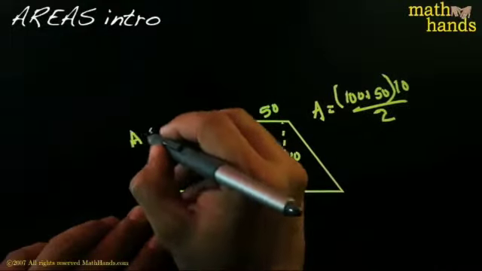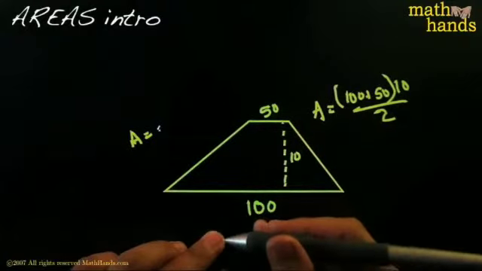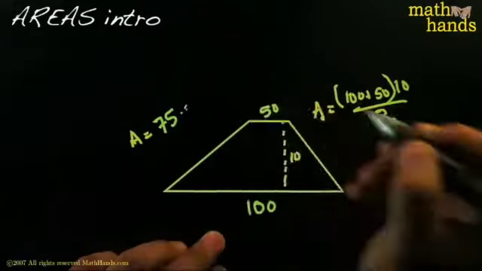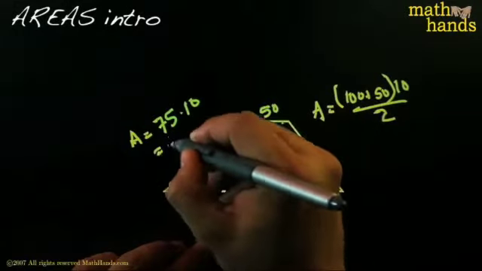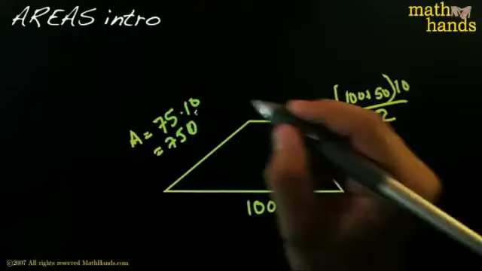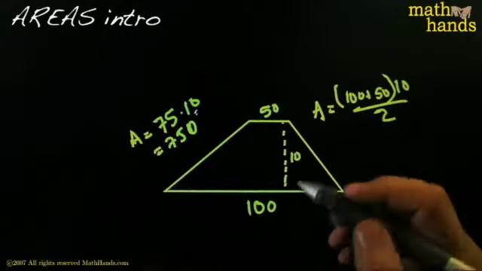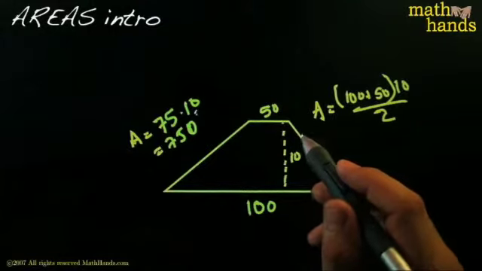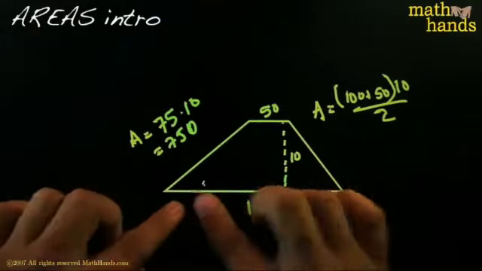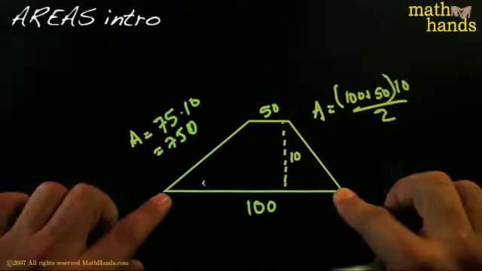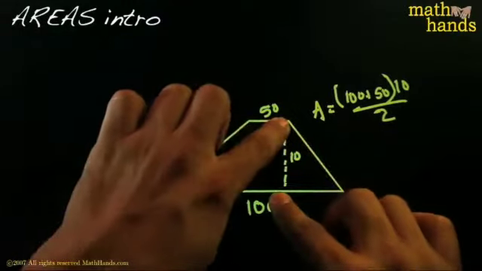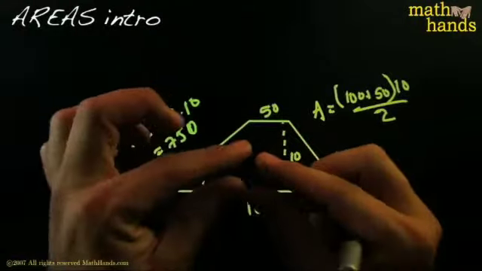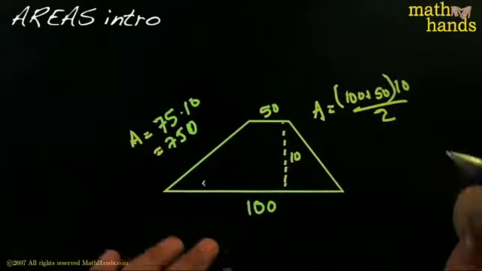Or the other way would be just take the average of the bases. If this is 50, this is 100, the average would be 75. 75 times 10, which would be 750. 750 square inches, square miles, whatever you've got going on here. That means if these were 100 inches long, 50 inches long, 10 inches long, that means in the entire area you could fit 750 little square inches. Little bit tiny square inches.